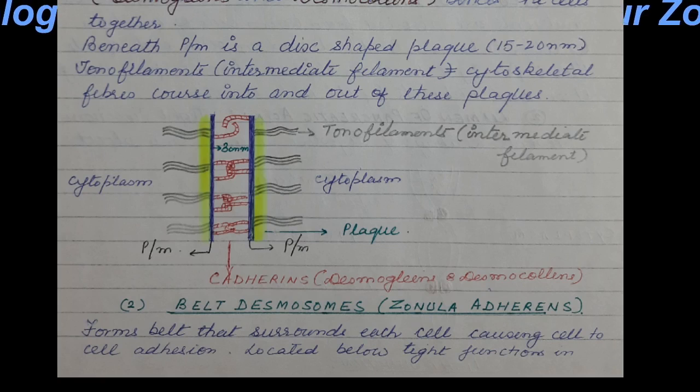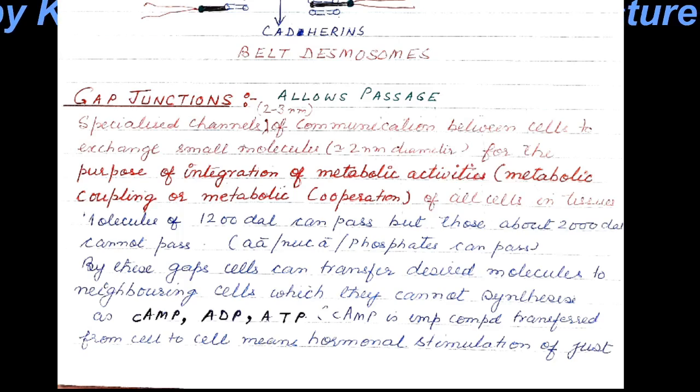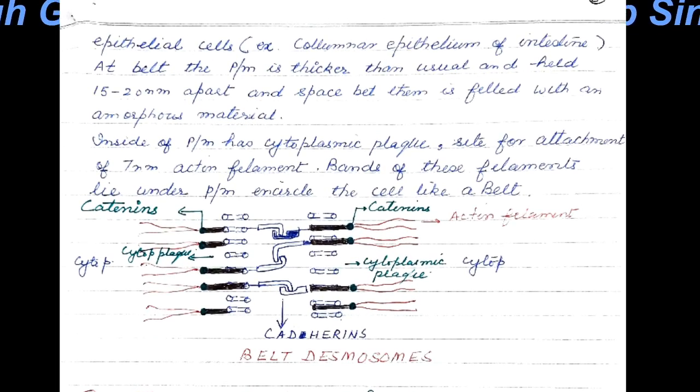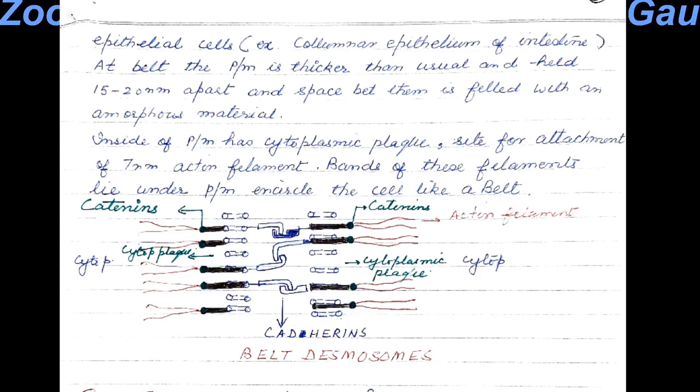Another kind of desmosome is the belt desmosome. They are also called zonula adherens. They form a belt that surrounds each cell, causing cell-to-cell adhesion, and they are located below the tight junctions. You can see the diagram of these belt junctions. They are specifically conspicuous in the columnar epithelium of the intestine, and they surround the cell like a belt.